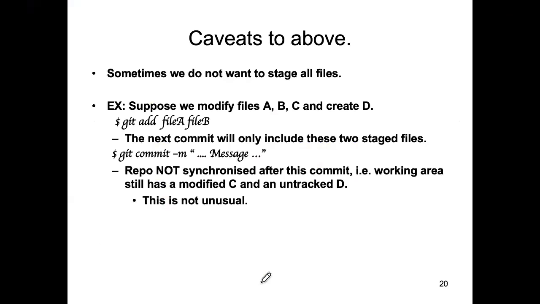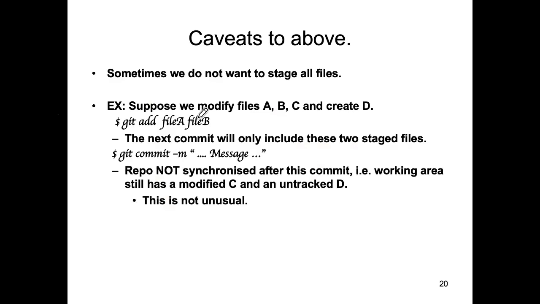Caveats to the above. So when we did the git add command there, I used the parameter -a, which means I want to stage everything that has changed in my working directory. I want to stage all of them. But sometimes you may actually only want to stage some of them. And so you can specify which particular files you want to stage, even though I might have mentioned earlier on that you tend to stage everything.